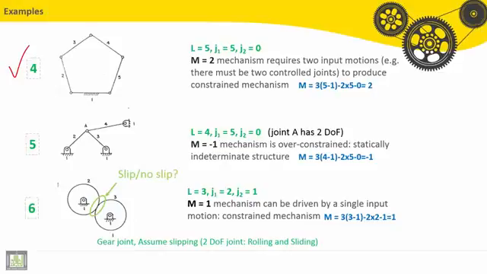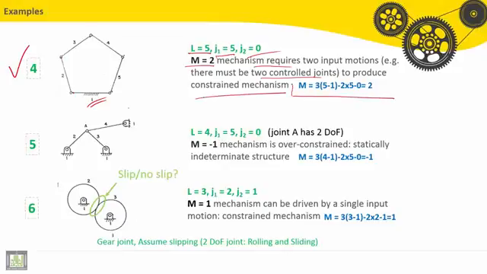Fourth example, number of links is equal 5 include the ground. Lower pairs, we have 5 rotational joints, and no higher pairs. So M is equal 2. This mechanism requires 2 input motions. That means there must be 2 controlled joints to produce constrained mechanism.